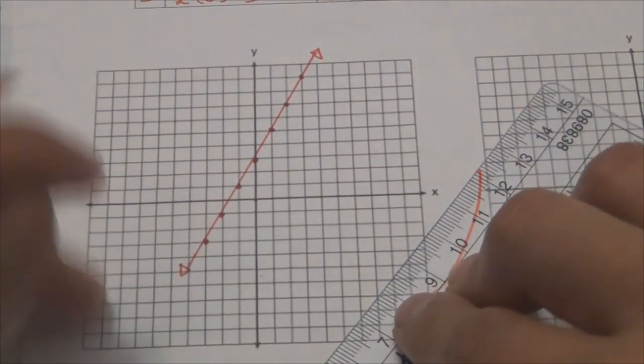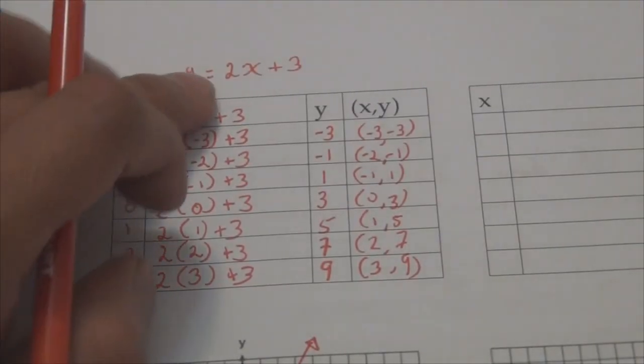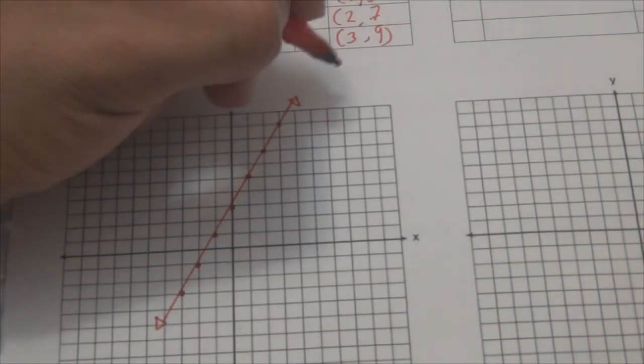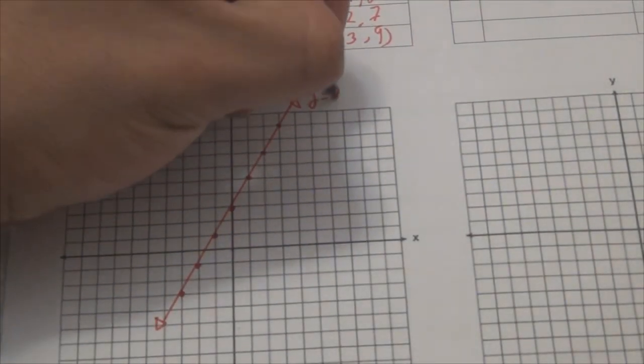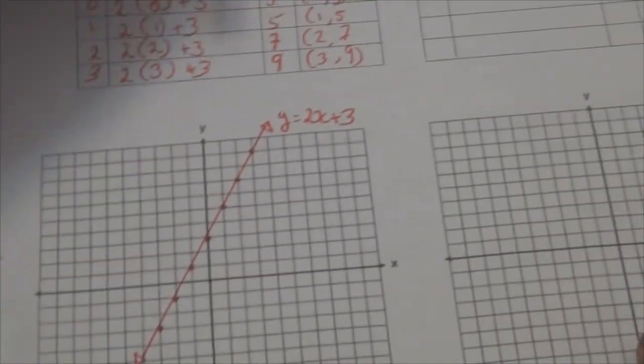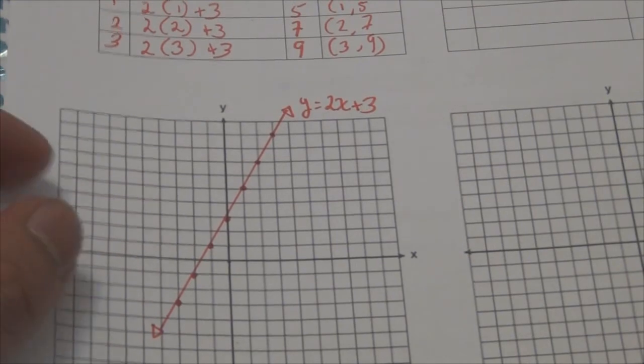And this, my friends, is the graph of your equation, of your function, y equals 2x plus 3. So that's exactly what I'm gonna call it. Every time you do something, you gotta label it. So y equals 2x plus 3. Okay, so now on the other one, let's graph a different equation.